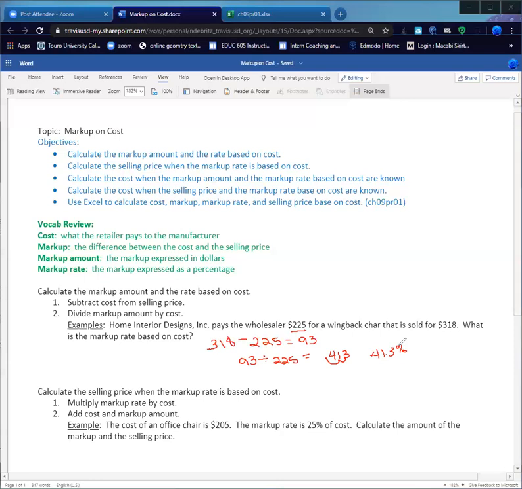Okay, the next problem says that we're supposed to calculate the selling price when the markup rate is based on the cost. To calculate the selling price when you have the markup rate based on cost, you're going to multiply the markup rate by the cost. So here's my rate. I'm going to take the $205 and multiply it by 25%, which is going to give me $51.25.